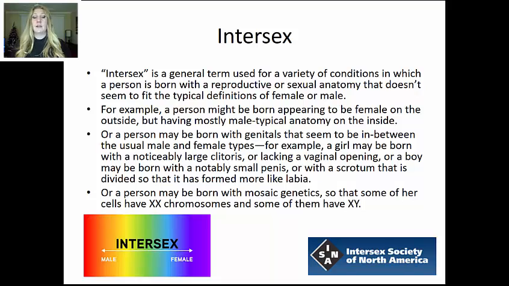of the two sexes. For example, a girl might be born with a noticeably large clitoris or lacking a vaginal opening, or a boy may be born with a notably smaller penis or a scrotum that is divided so that it looks more like labia. Also, a person might be born with a mosaic of genetics, so they could have some cells which are XX and other cells that are XY.